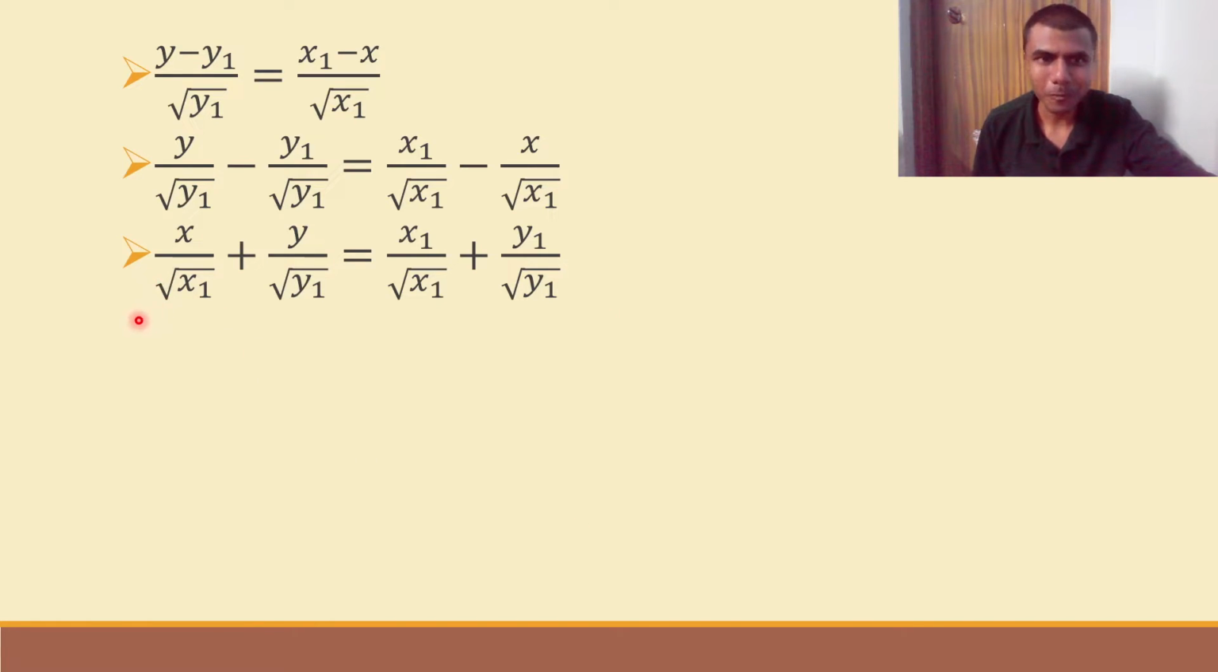Now x by root x1 plus y by root y1. Under root of any term basically means we can take it as power 1 by 2. For example, root 2 is nothing but 2 power 1 by 2. Likewise, root x1 can be taken as x1 to the power 1 by 2.